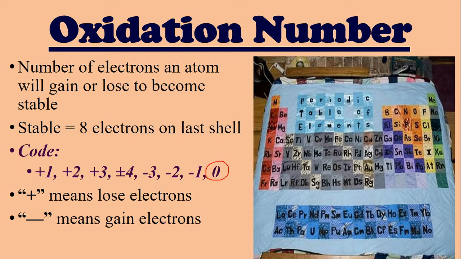Now, these plus and minus signs give a little hint. Plus means you're going to lose electrons, because electrons are negative. So if you lose electrons, you become positive. So a +1 means that they're going to want to lose 1 electron to be stable. The minus sign means gain electrons. If you gain negative people, you become negative. So say this -3, they want to gain 3 electrons. The plus or minus 4 means you can either gain 4 or lose 4, whatever would be easiest.